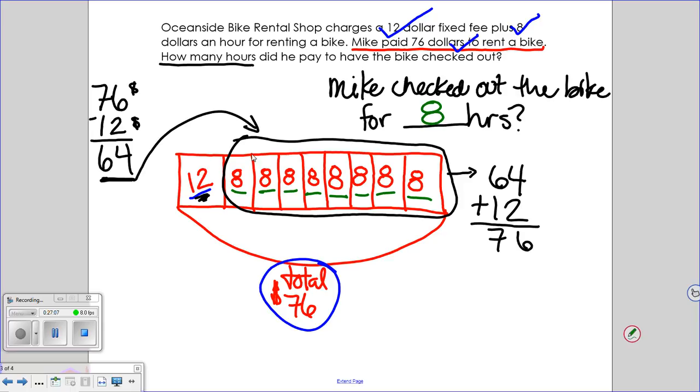Now this is a lot of work for this problem. But could you imagine doing that with no picture? That would be really hard. That's why we use a bar modeling strategy, to give you a picture. Okay?